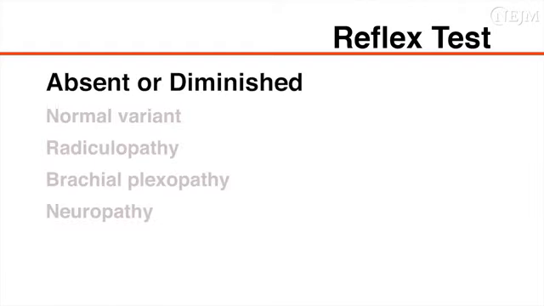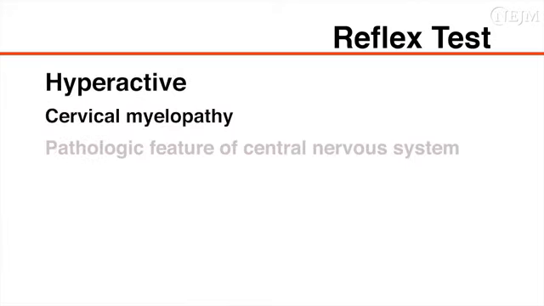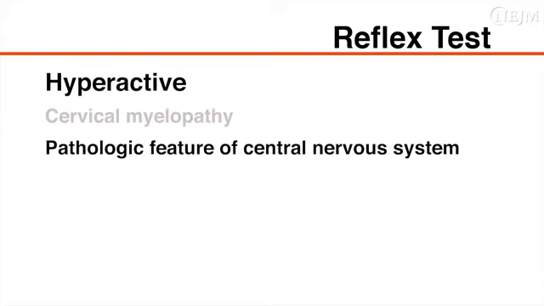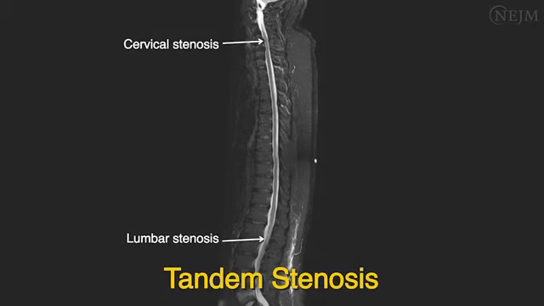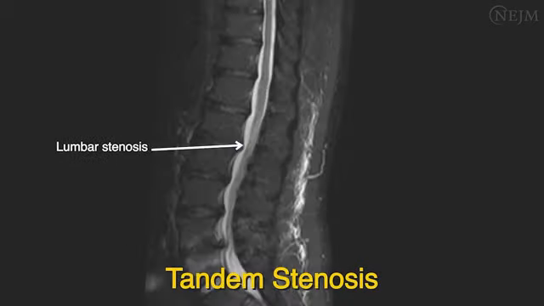An absent or diminished reflex may be a normal variant or may indicate a radiculopathy, brachial plexopathy, or neuropathy. Hyperreflexia may indicate cervical myelopathy or another pathologic feature of the central nervous system. Patients with tandem stenosis in the cervical and lumbar spine may not have classic reflex arc patterns, since the hyperreflexia resulting from compression at the level of the spinal cord may be blunted by compression of the cauda equina nerve roots in the lumbar spine, which may lead to hypoactive reflexes in the legs.